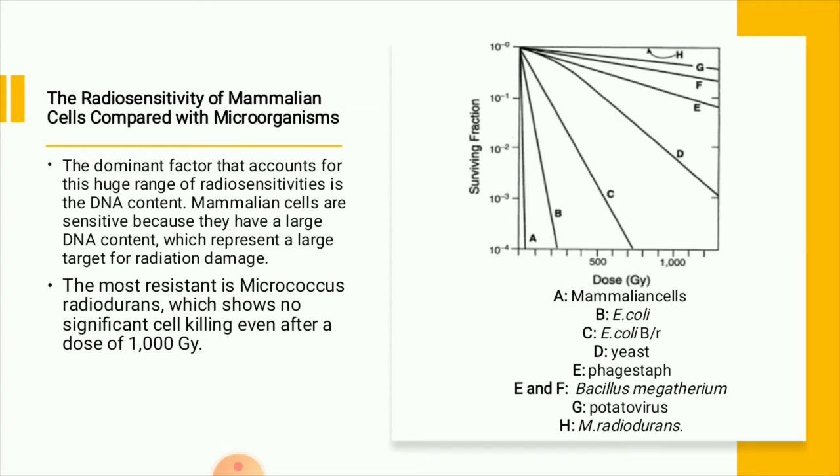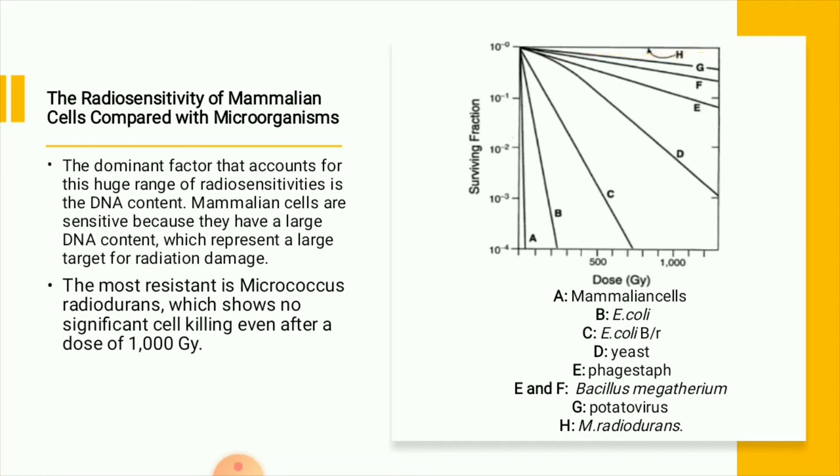this graph is the dose versus survival fraction. As we can see, mammalian cells have a higher sensitivity, and the survival fraction shoulder here is narrower compared to the microorganism shoulders. The most resistant is Micrococcus radiodurans, which shows no significant cell killing after a dose of 1000 gray, as we can see here.